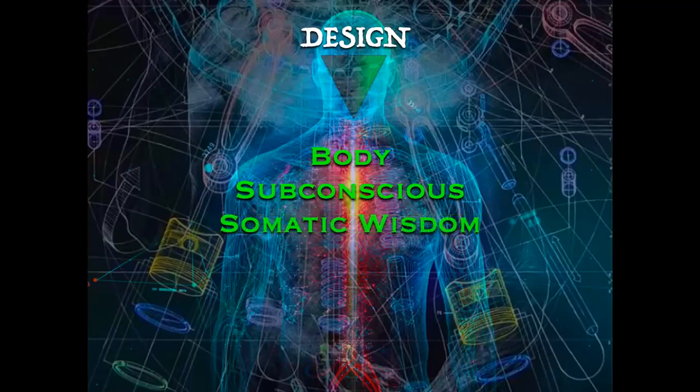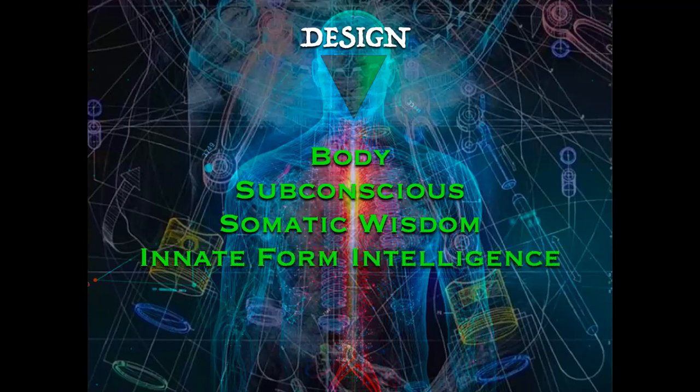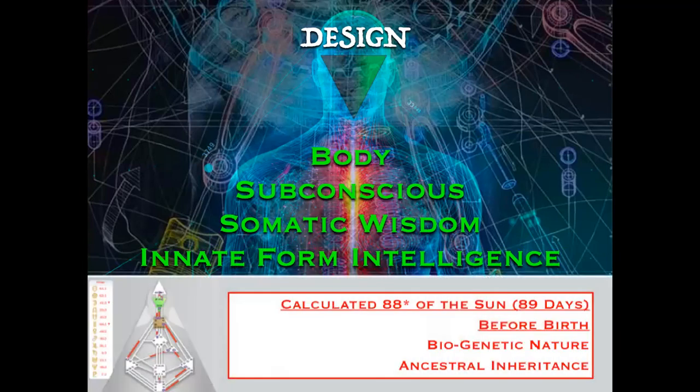It's also the somatic wisdom of the bodily intelligence, the feminine wisdom of the body. And it's the innate intelligence that's built into our form, built into this vessel. And this is calculated 88 degrees reverse of the sun from the moment of birth. This is roughly about 89 days before birth. This is right around the time that the neocortex is fully formed and finished, right? It's like the steering wheel is the thing that gets put in the vehicle right at the end, and you're ready to hop in the vehicle and drive, right?